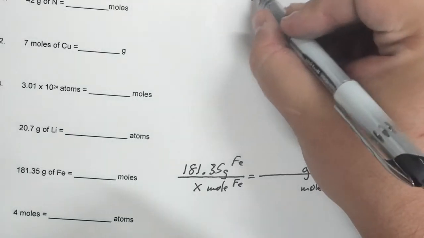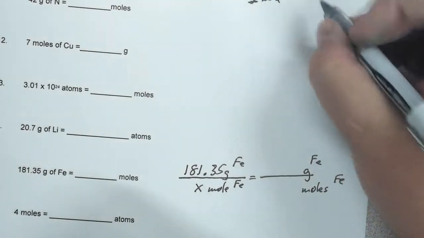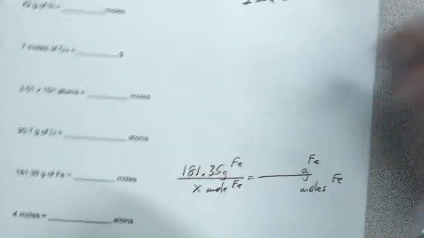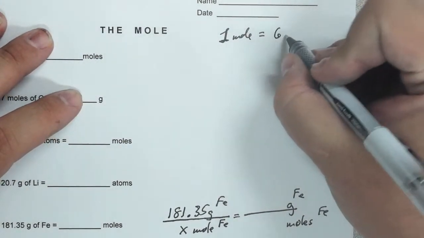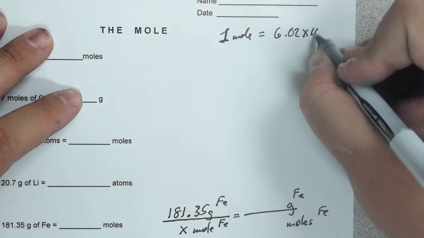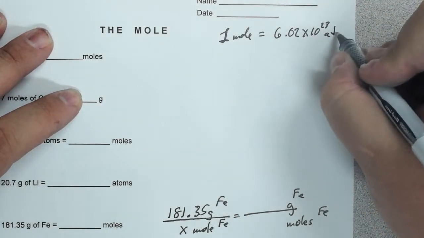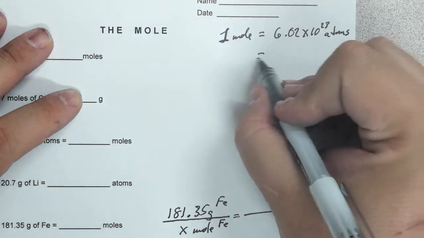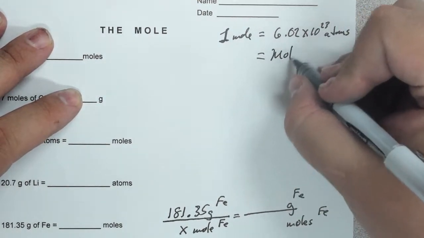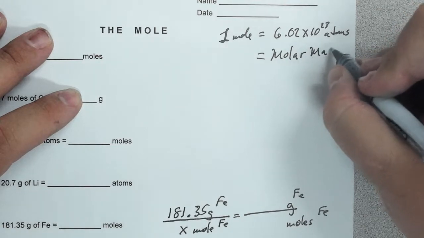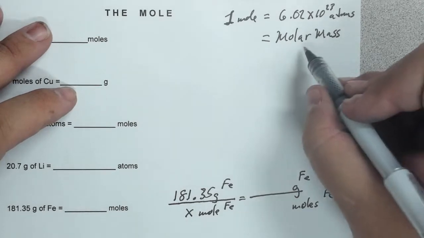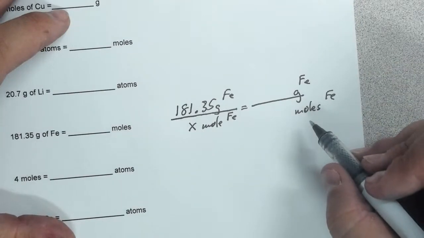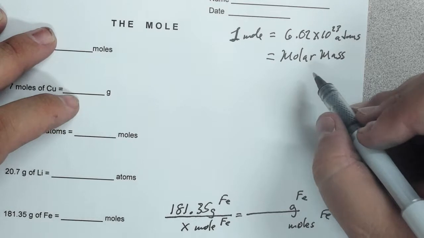What I got y'all to write down in class earlier is 1 mole is equal to 2 major things we talked about. 1 mole is equal to 6.02 times 10 to the 23 atoms. It is also equal to what we call the molar mass. This is important because this is what I'm going to need for this question right here. I need to know what the molar mass for that chemical is.